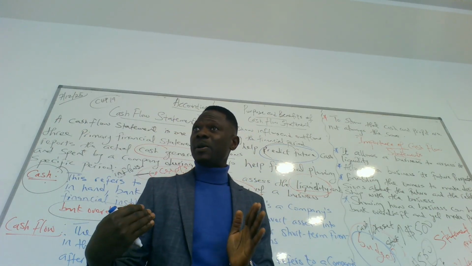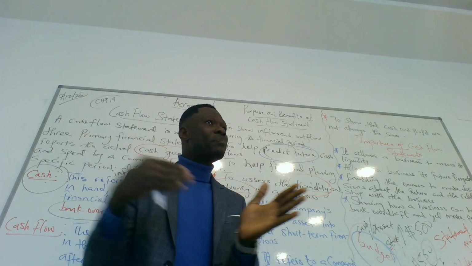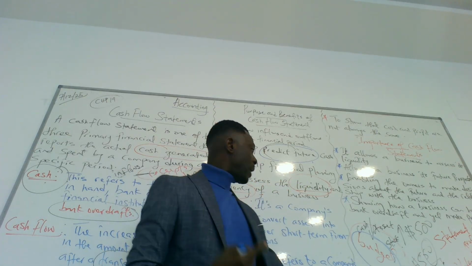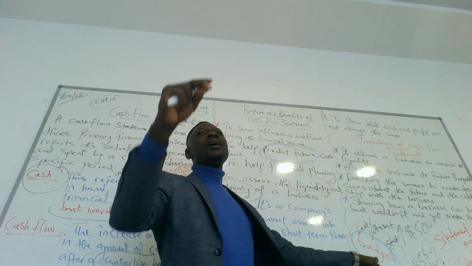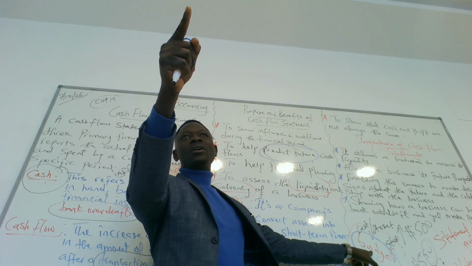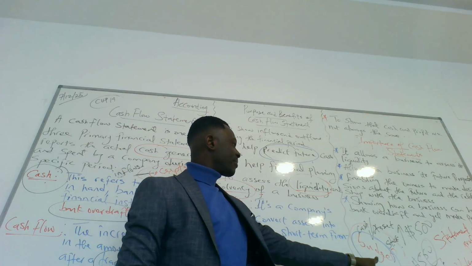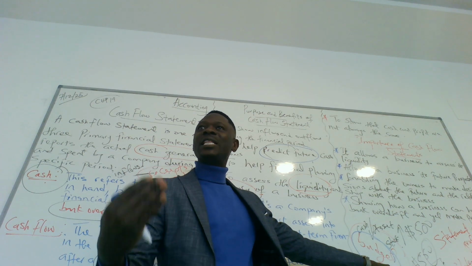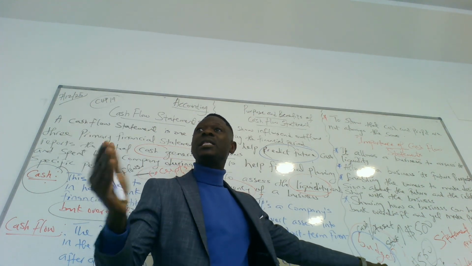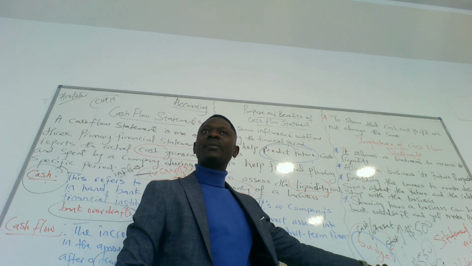With your cash flow statement, it allows you to make a financial plan. And what is a financial plan? Budget. What is a financial plan here? I said a budget. A budget is a financial plan on revenue and expenditure. Do we get it here?